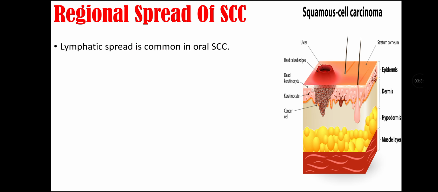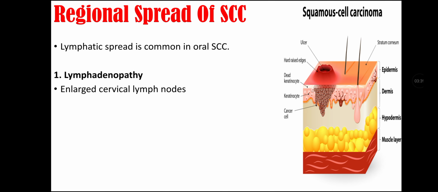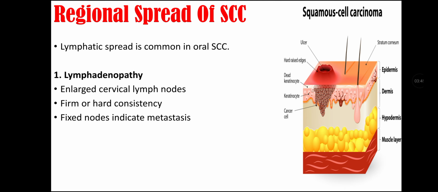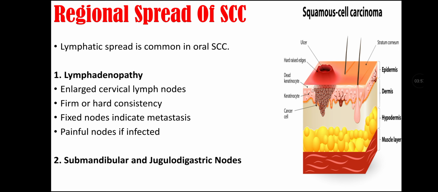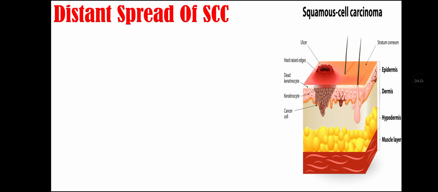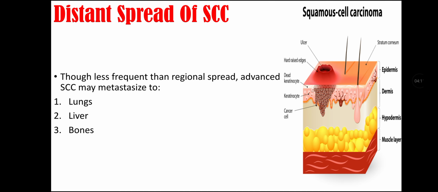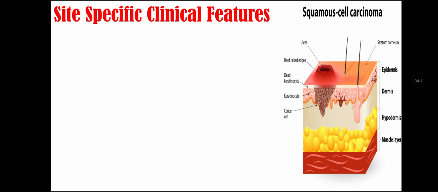Regional spread of oral squamous cell carcinoma. Lymphatic spread is common in oral squamous cell carcinoma, and it can cause lymphadenopathy, that is enlarged cervical lymph nodes that are firm and hard in consistency. The nodes are fixed, which indicates metastasis of the oral squamous cell carcinoma, and painful nodes are there if they are infected. Second, they may spread to submandibular and jugulodigastric nodes, and they are the most commonly involved nodes in oral squamous cell carcinoma. Though less frequent than regional spread, advanced squamous cell carcinoma may metastasize to lungs, liver, bones, and symptoms depend on the involved organ.